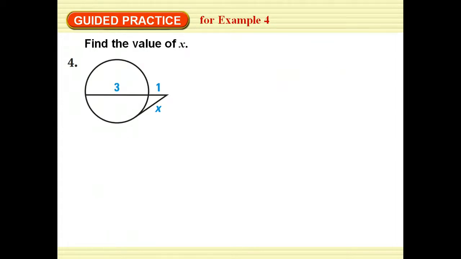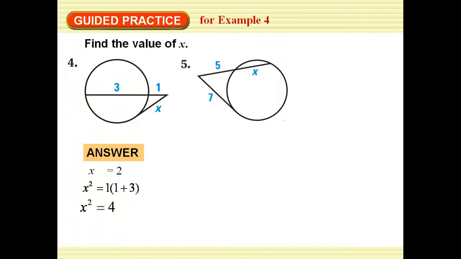Find the value of x in this case. Well, I have a tangent, so that x squared is going to have to be equal to 1 times 1 plus 3. So x squared is 4. If I take the square root, x is 2.